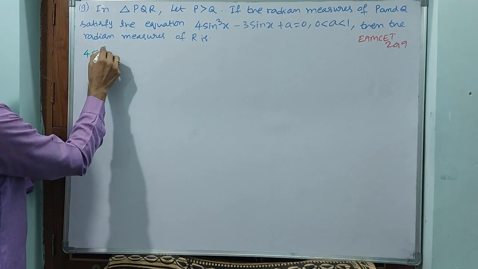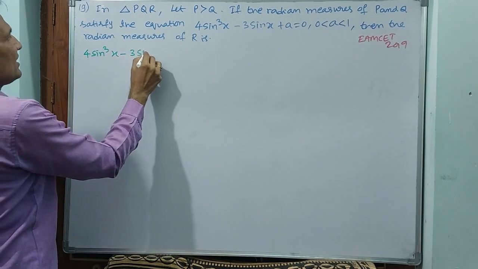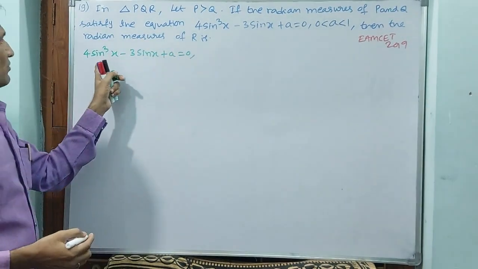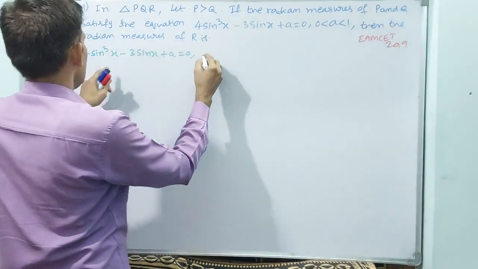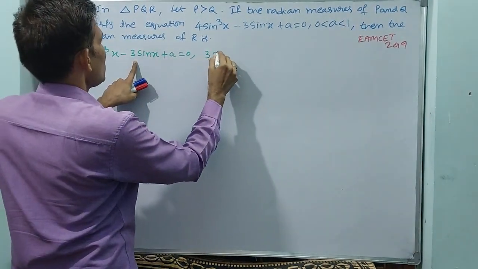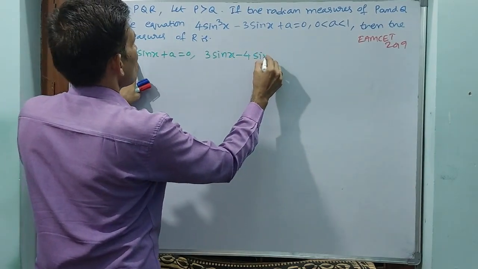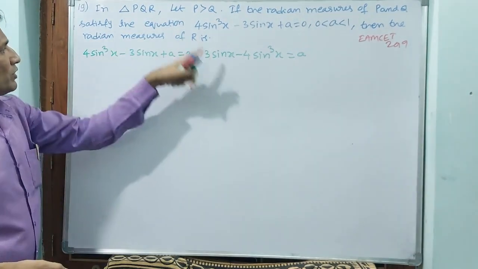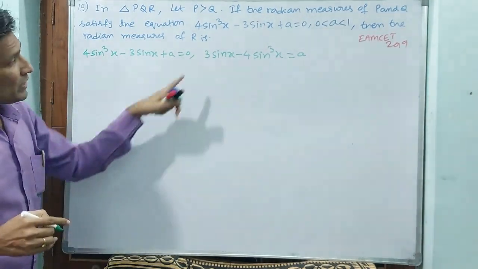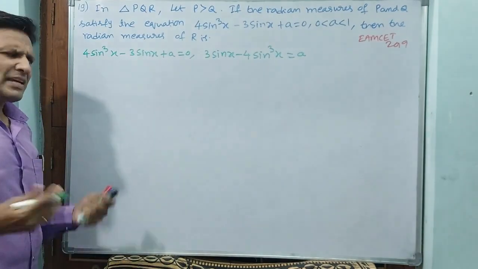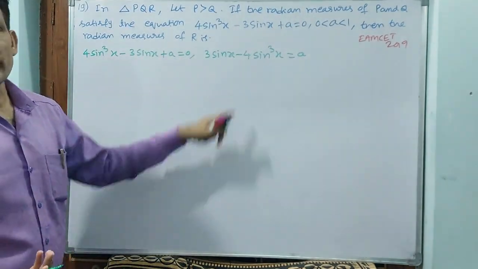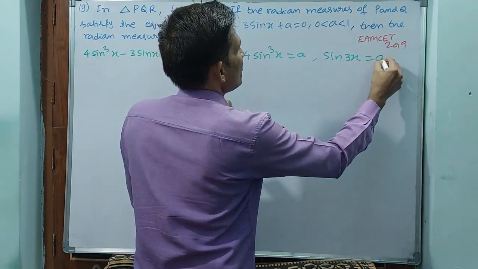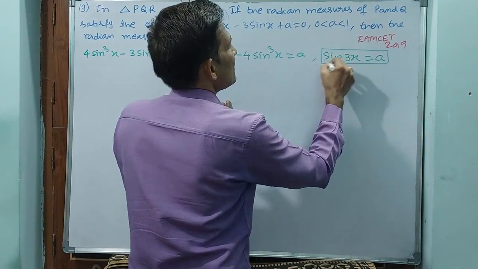4 sin cube x minus 3 sin x plus a equal to 0. I am sending everything except a to the other side. If I send it like this, you see what will happen? 3 sin x minus 4 sin cube x is equal to a. This is going to become plus, this is going to become minus. Now you tell me, what is this formula? 3 sin x minus 4 sin cube x is sin 3x. Write down that. Sin 3x is equal to a. Box it.